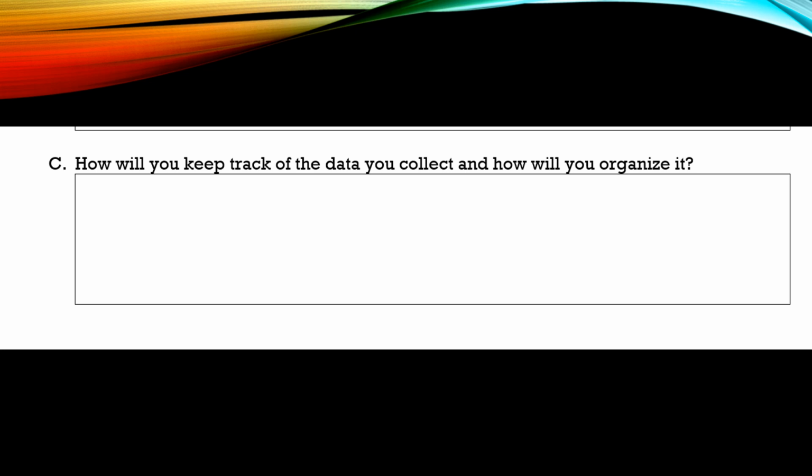The next question is, how will you keep track of the data you collect, and how will you organize it? Take a moment to talk about it in your groups, and go ahead and answer this question using complete sentences.